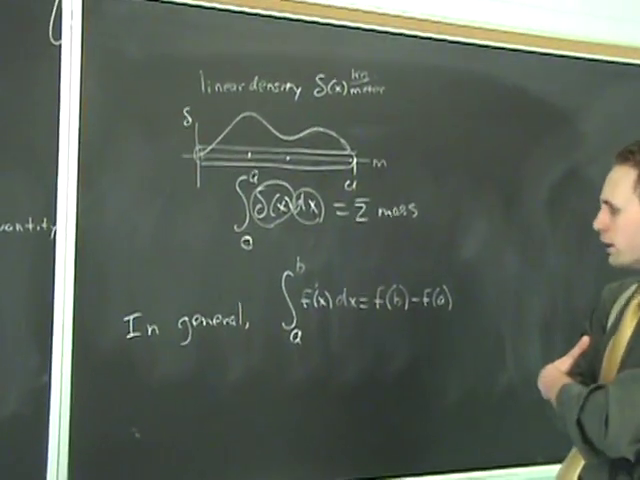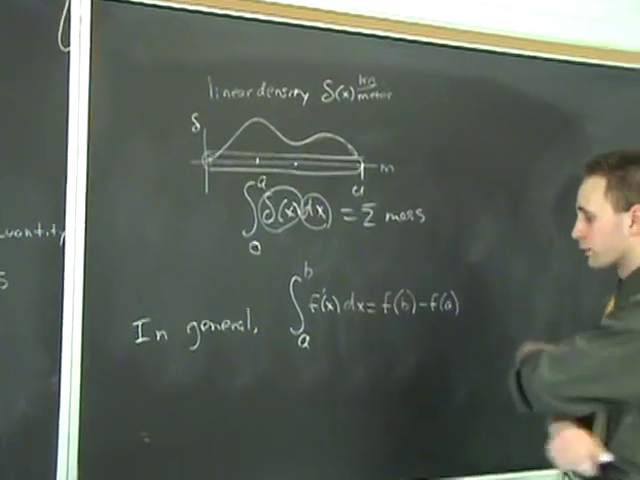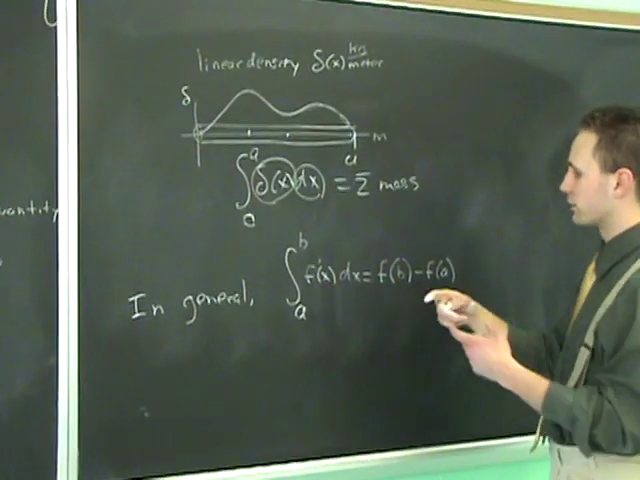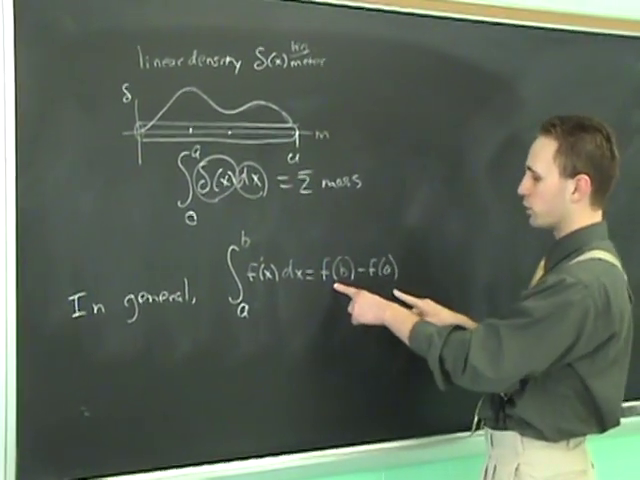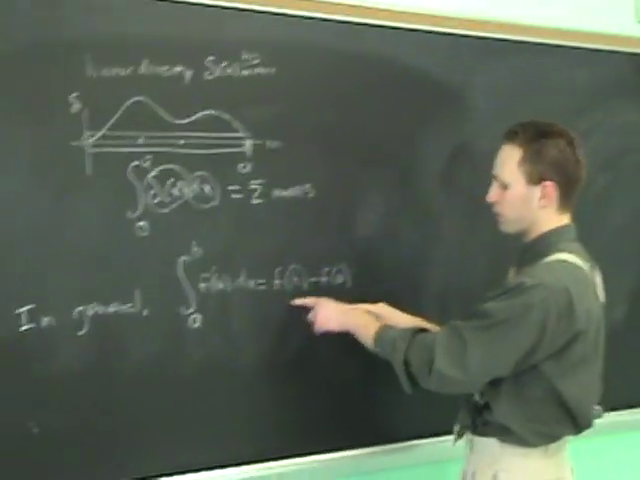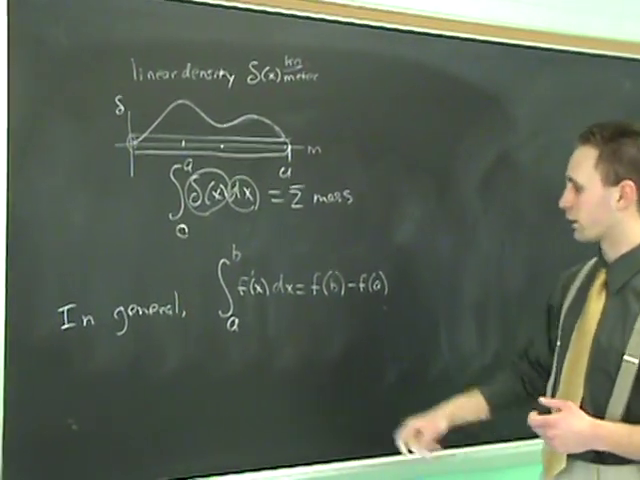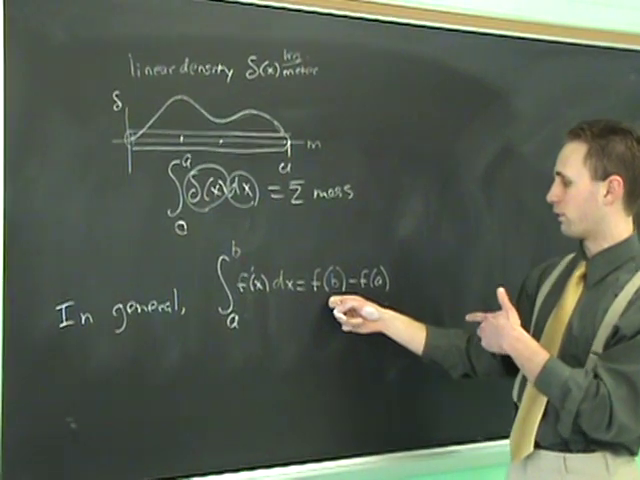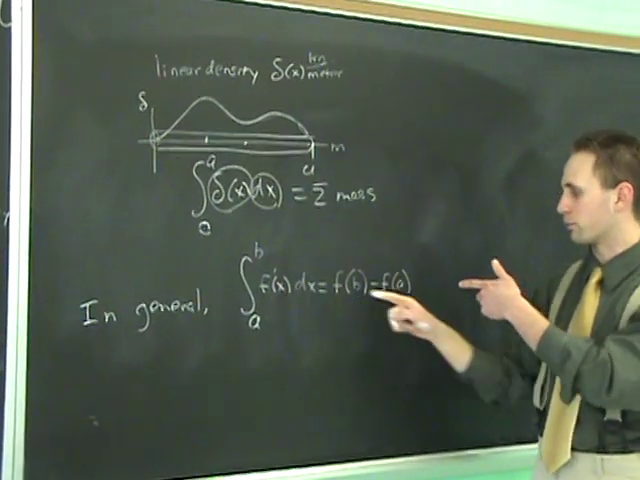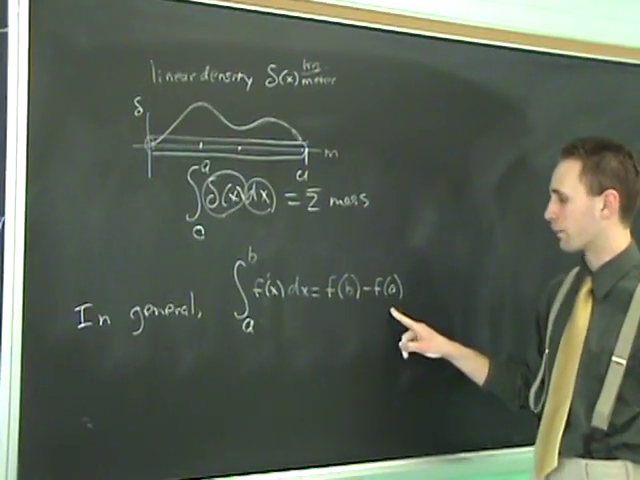but those are the easiest ones to see. Generally speaking, when you integrate a rate, what you get is the total accumulated change, which is, this is like mathematical shorthand for writing that. You get the value of the function at the end point minus the value of the function at the beginning.